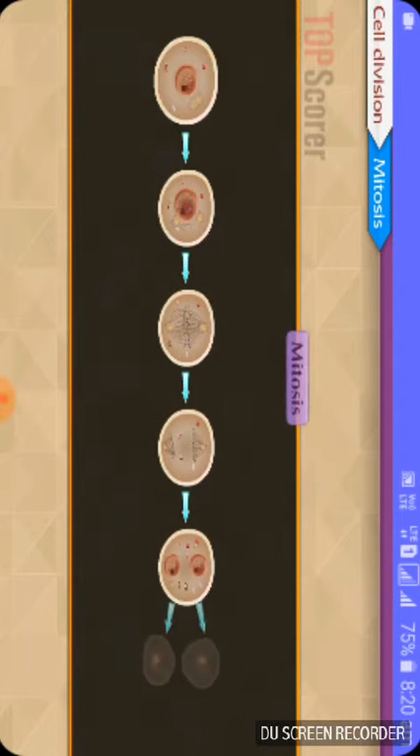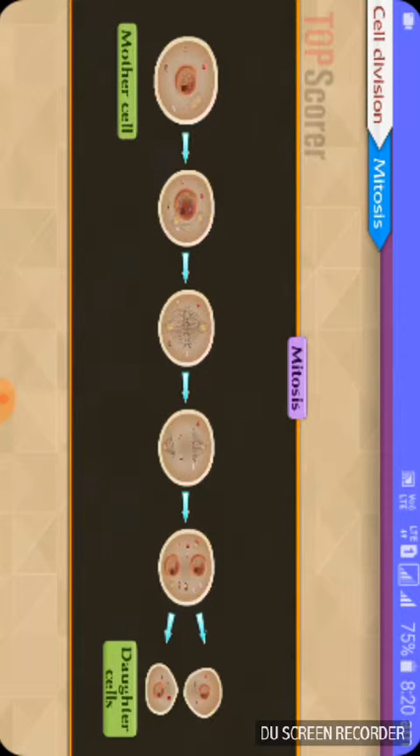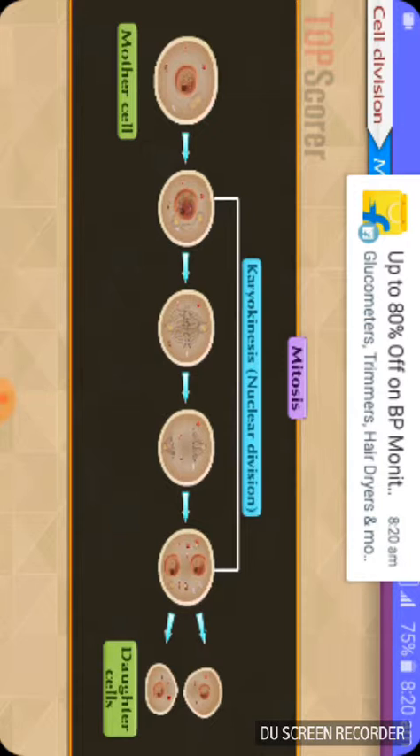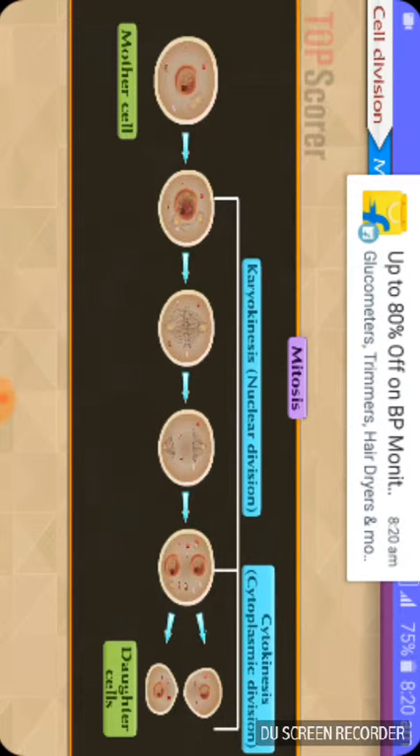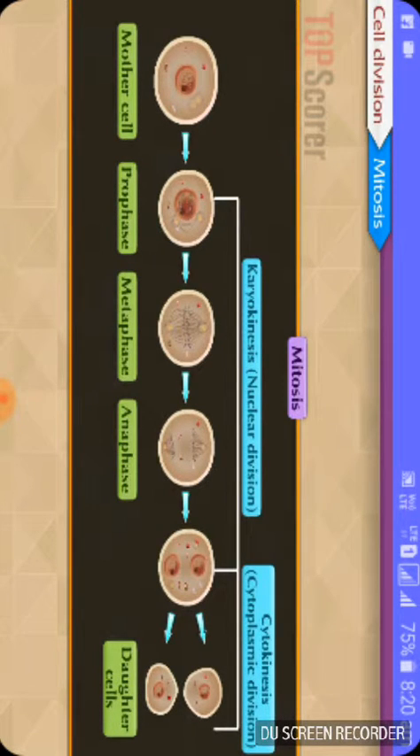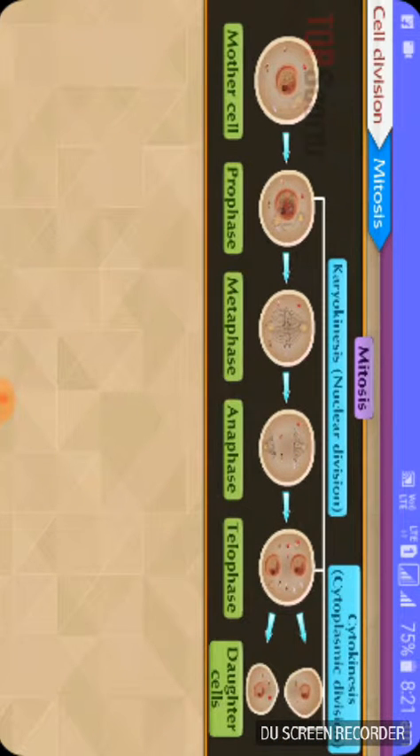The whole process of mitosis is completed through two main steps: karyokinesis, that is nuclear division, and cytokinesis, that is cytoplasmic division. The division of nucleus, that is karyokinesis, is completed through four steps: prophase, metaphase, anaphase, and telophase. Let us learn about them one by one.